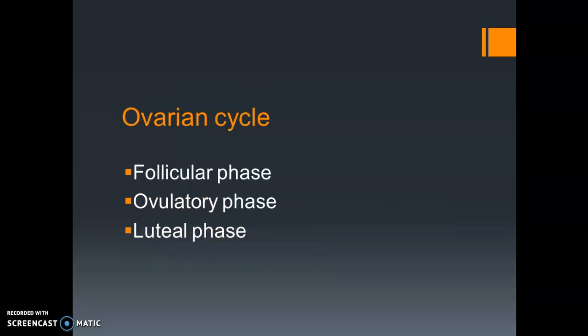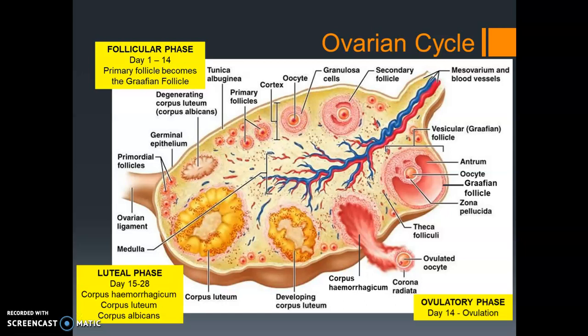First, let us see the ovarian cycle. The ovarian cycle has three phases: the follicular phase, the ovulatory phase, and the luteal phase. This is the picture showing the various changes occurring in the ovarian cycle.